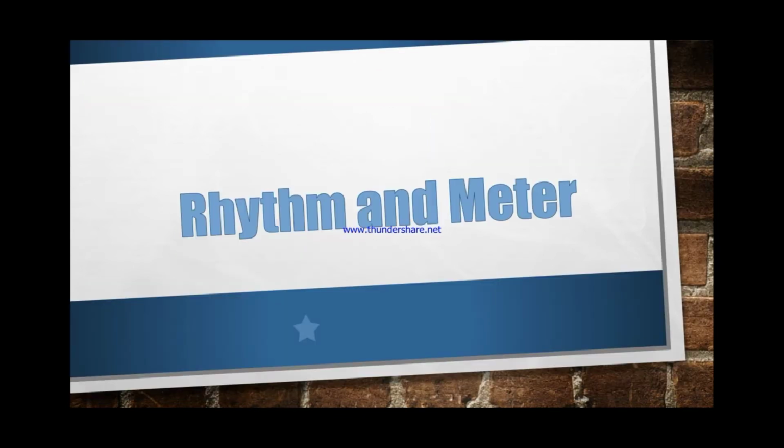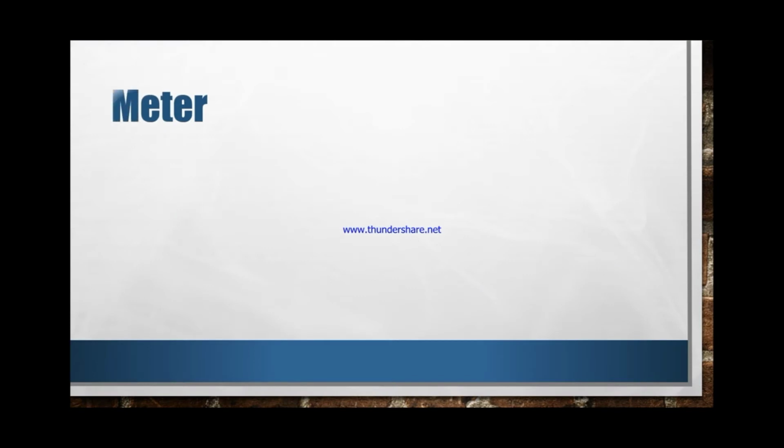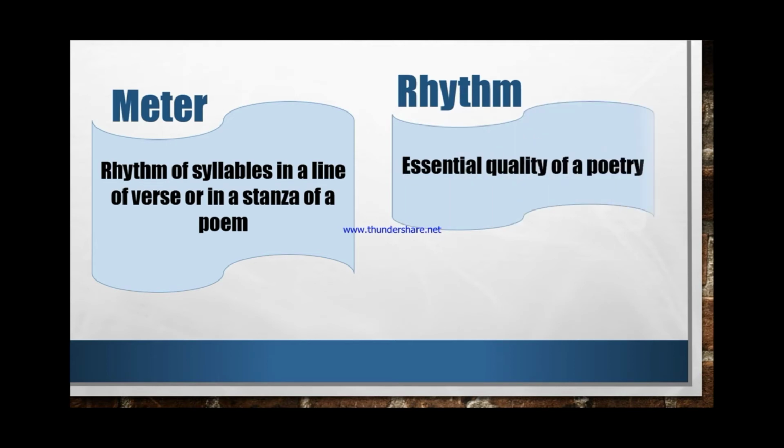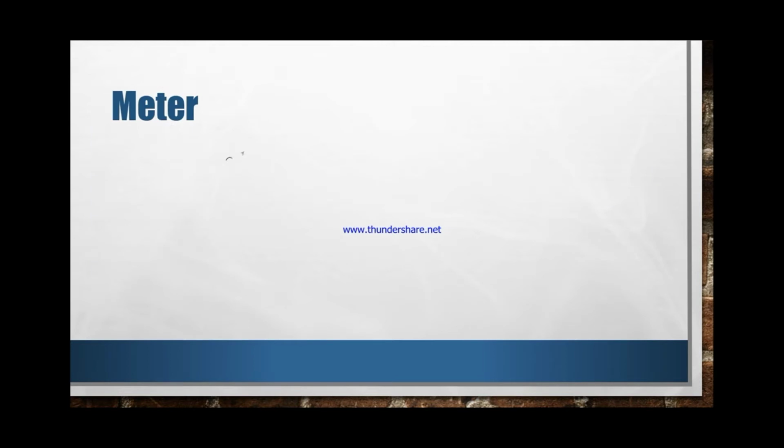Let's go to rhythm and meter. Usually, it is seen in poetry. Meter is the rhythm of syllables in a line of verse or in a stanza of a poem. Meter is what gives a poem its unique rhythm. When we say rhythm, it is an essential quality of poetry marked by accent and stress placed on certain syllables which need to be emphasized. Meter is organized rhythm; it means measure.